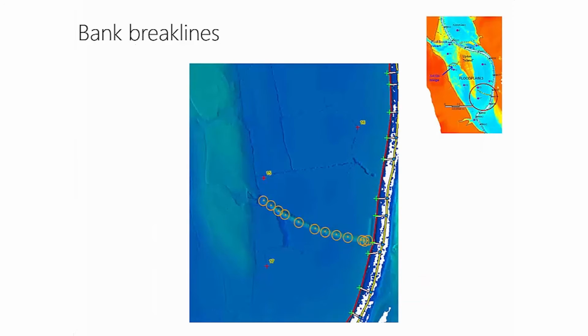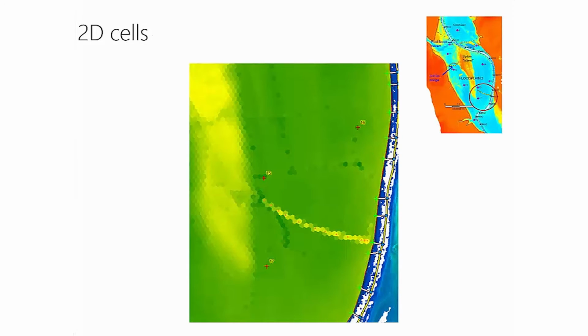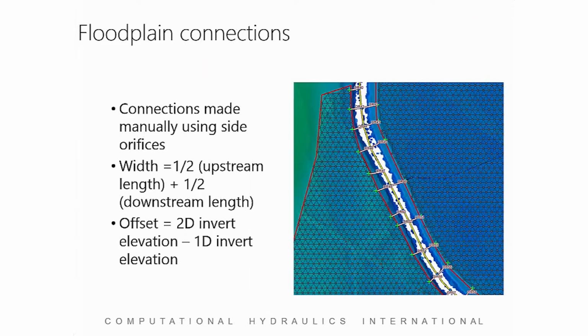This was looking at an elevated road in that particular floodplain, and again, it was very important we captured that using additional 2D points. As for the connections, they were made manually using side orifices. Normally, you'd be able to use the Connect 1D to 2D tool available in PCSWM. However, in order to use that, the bounding polygon has to be over top of the 1D model, where in this case, the floodplains were modeled separately, so we had to make those connections directly.